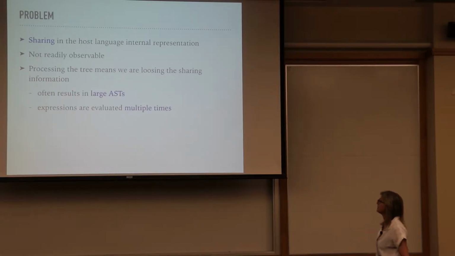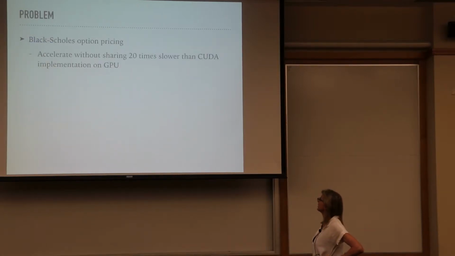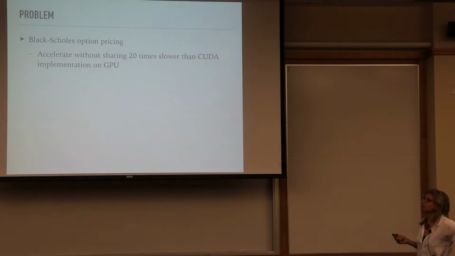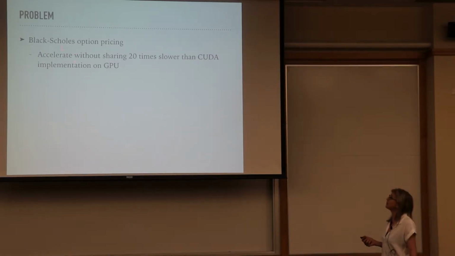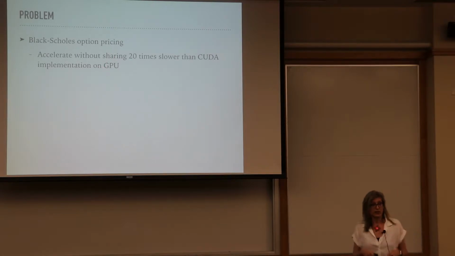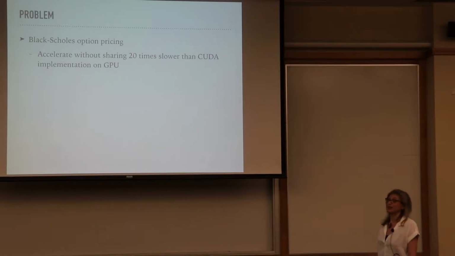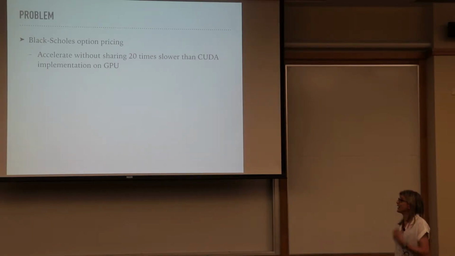So, as I said, large ASTs and expressions are evaluated multiple times. This is really, really inefficient. And just to give you an idea of the impact, one benchmark people really like to use in data parallel programming is the Black-Scholes option pricing. If we implement Accelerate without the sharing recovery, so do the naive code generation, it's 20 times slower than a handwritten CUDA implementation for the GPU.